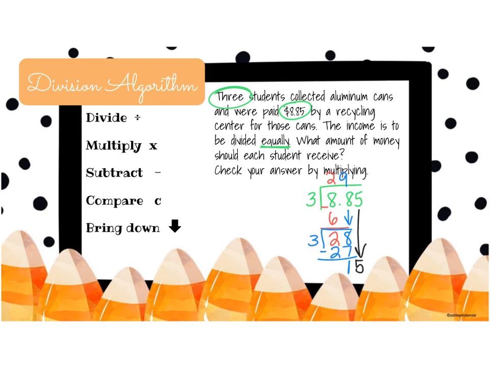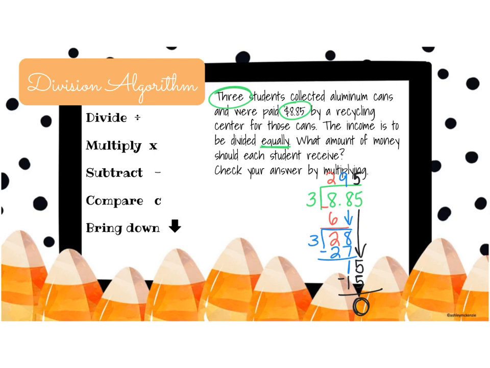3 goes into 15 how many times? 5 whole times. What is 3 times 5? 15. Do I have a remainder? No. Okay, so I have 295. What's wrong with my answer? $2.95. Yes, it should be $2.95.